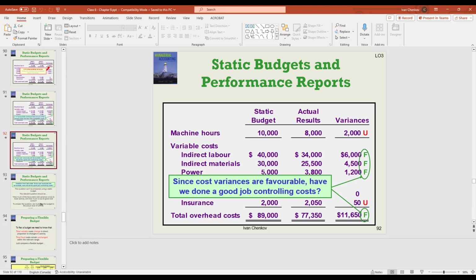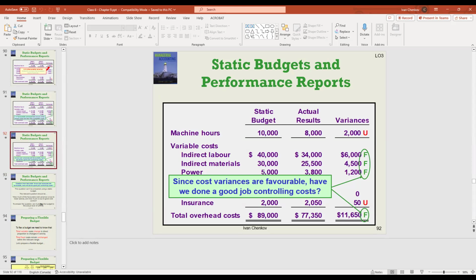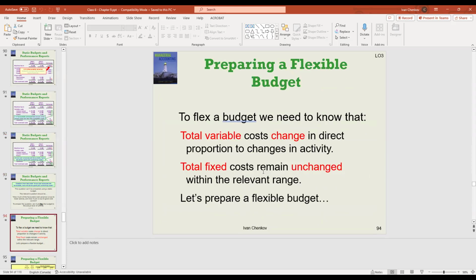So are we spending less because we used the machine fewer hours? Or are we spending less because we are good at controlling cost? We don't know that. However, we can prepare a flexible budget for the actual level of activity. So we're going to prepare the budget at 8,000 machine hours. How can we do that? We can do that having in mind that the variable cost per unit always stays the same, and total fixed cost always stays the same.